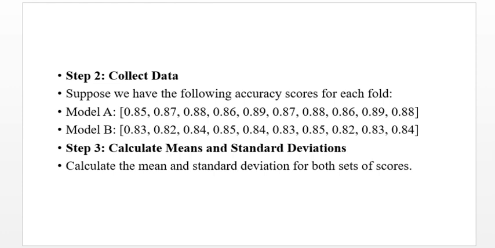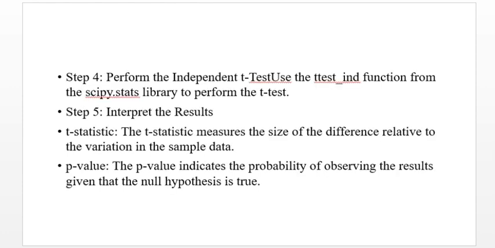The next step is to calculate the standard deviations for both sets of scores using a given formula. After that, we perform the independent t-test using the ttest_ind function from the SciPy stats library. And we also calculate the degrees of freedom using the formula df is equal to na plus nb minus 2. Alternatively, we also find the p-value using the SciPy stats library.